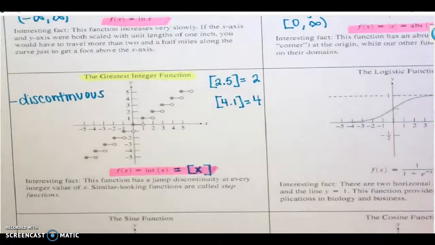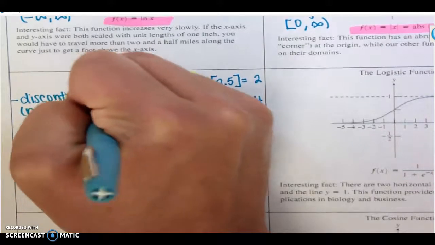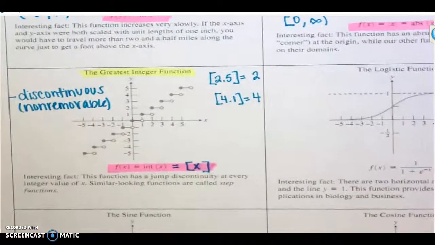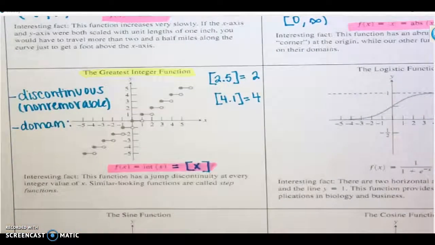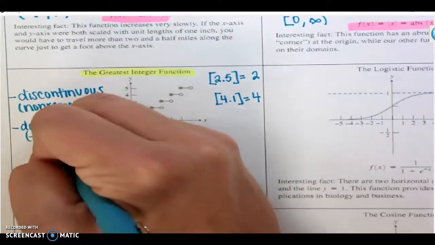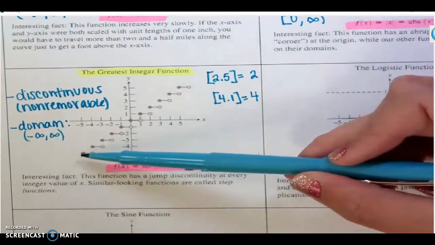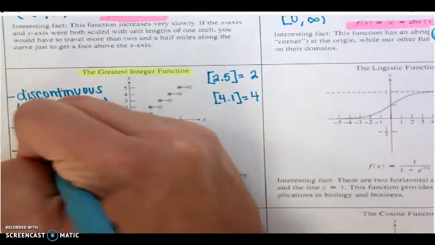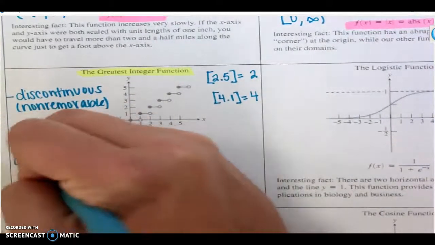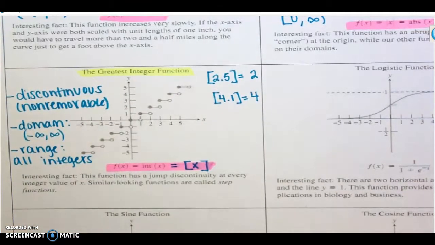And because we have the jumps, remember jumps are non-removable. Okay, so when we're looking at the domain here, you can plug in any number to find the greatest integer of it. So the domain could be any number, negative infinity to positive infinity. The range is strange, and you can't write it in interval notation. So if you notice, the range could only be these integers. So the range, you would just have to write all integers. So there's no way to write that in interval notation. Alright, so that's called the greatest integer function.